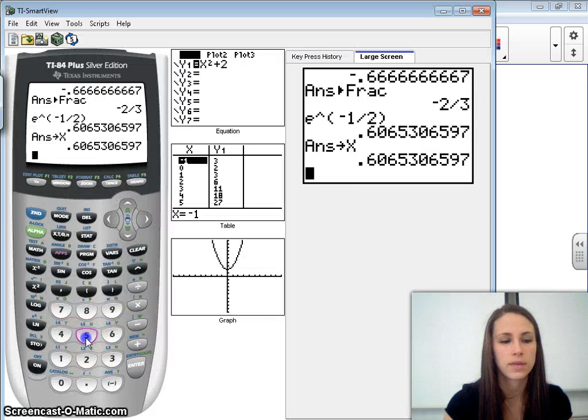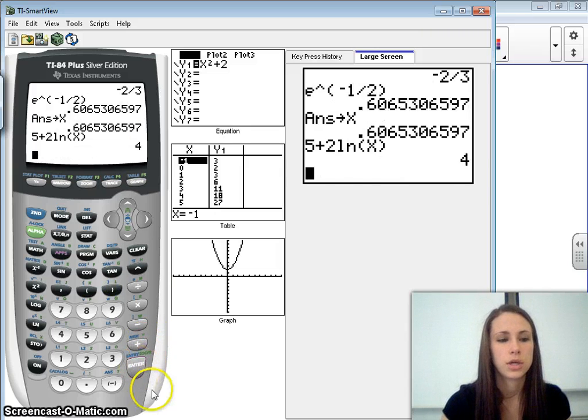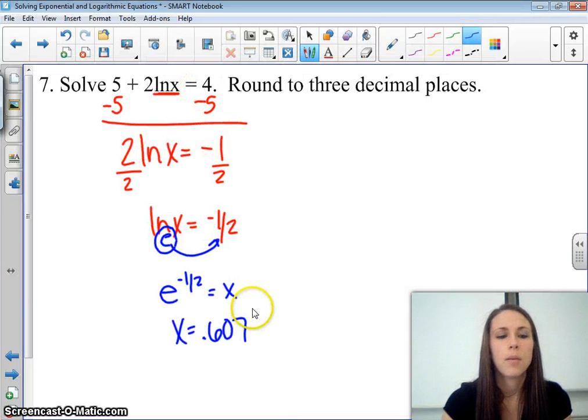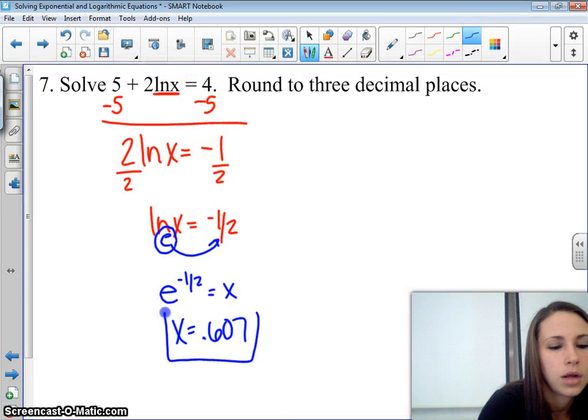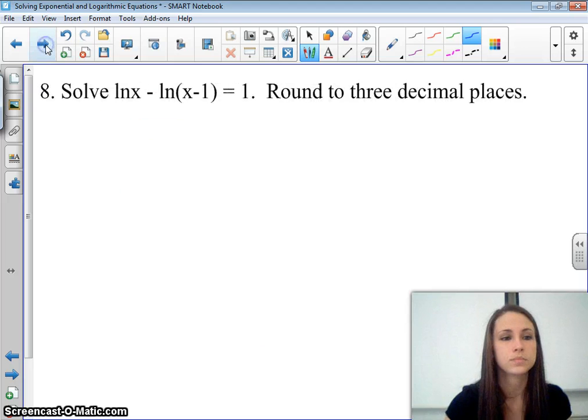So I'll have 5 plus 2 ln. Now that I've stored that answer for x, if I just hit x, it automatically uses the 0.6065 number. Then enter, and that gives me 4. So you can check it like that to make sure it's exactly correct. But the main thing I'm going to ask you to do is just make sure that whatever you get for your solution doesn't give you a negative inside the log.